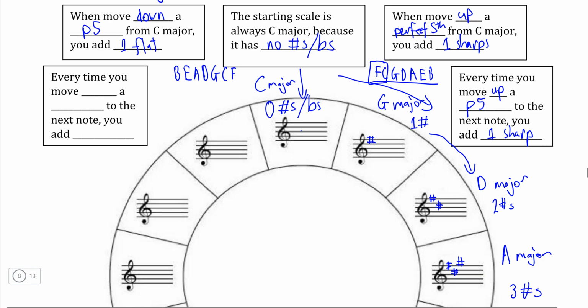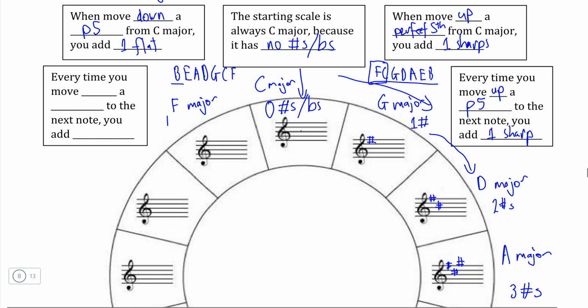So I always find it a little bit more difficult to count backwards from C rather than forwards, so don't be afraid to actually count on your fingers. So if we go backward from C, C, B, A, G, F. So here, our first flat key is actually going to be F major, and every time we count down a perfect fifth from C, or back a perfect fifth from C, we add one flat.